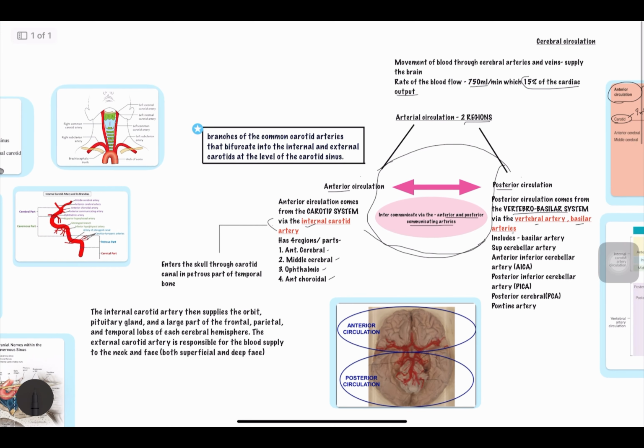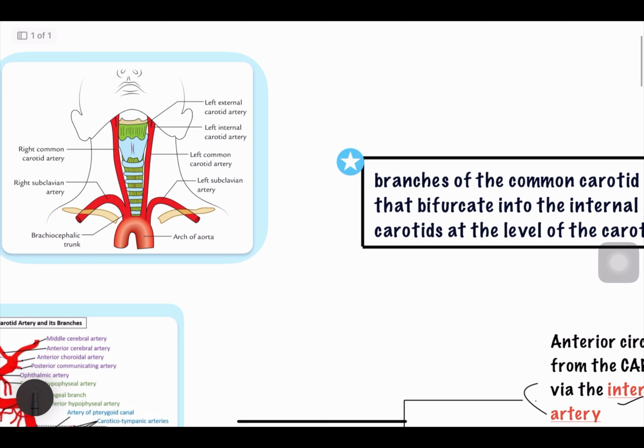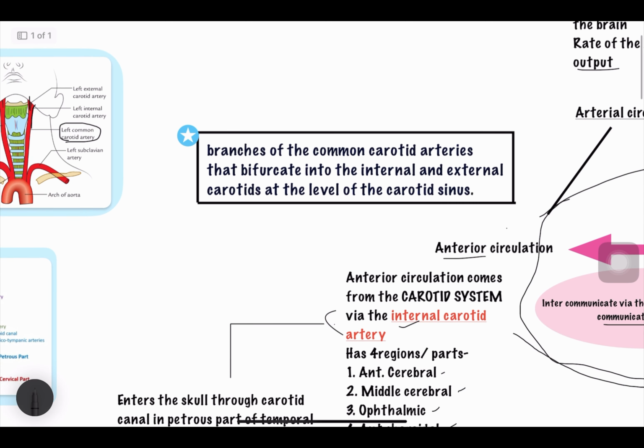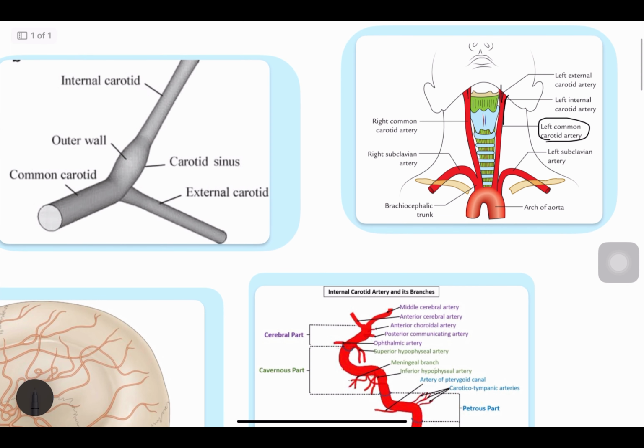We know the internal carotid artery comes from the common carotid artery. Over here we can see the common carotid artery giving off the internal and the external carotid artery branches. The common carotid artery bifurcates into internal and external carotids at the level of the carotid sinus. In this picture, we can see the common carotid giving off the internal and the external branches at the region of the carotid sinus.